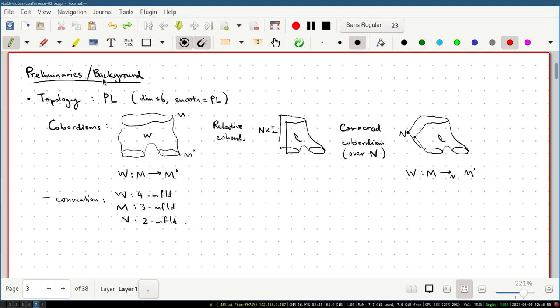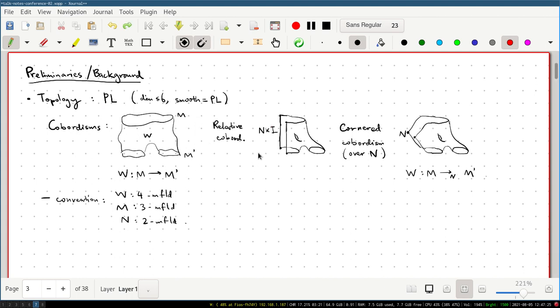So first let me go through some background and preliminaries and some conventions. In terms of topology, technically I'll be using piecewise linear topology, but since we're in low dimensions, we can assume that they're essentially equivalent, so we can assume that we're dealing with smooth manifolds. Of course, we'll be dealing with cobordisms, denoted like this. So this is a cobordism from M to M prime.